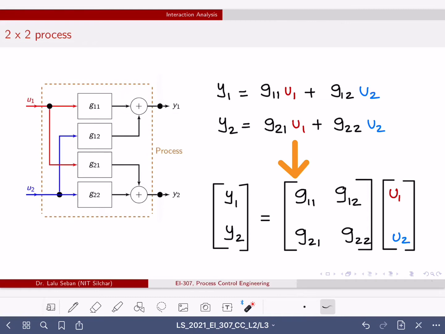So in order to simplify the way we approach this problem, we can convert these equations to vector matrix form. When we convert this equation to vector matrix form, we can write like this. Here is the output vector, this is the relation matrix, and this is the input vector. So y1 is equal to g11 u1 plus g12 u2, and similarly for y2. As I had told, these are transfer functions.